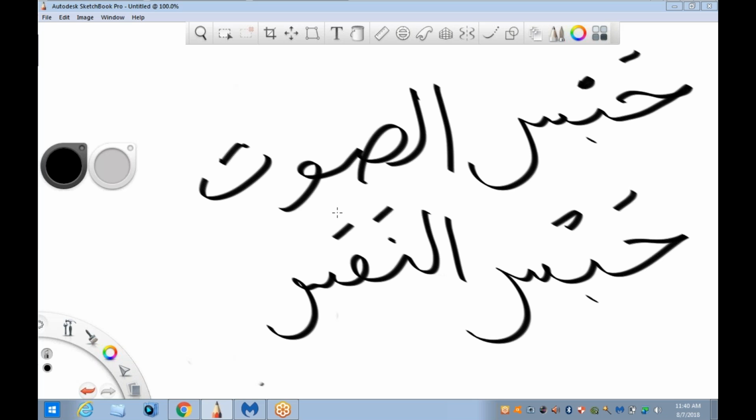Then you have some where the sound stops, but the air continues. Yastakbirun, the qaf. Also the ta. Fitna. Fit. The sound stops, but the air continues. Fitna.